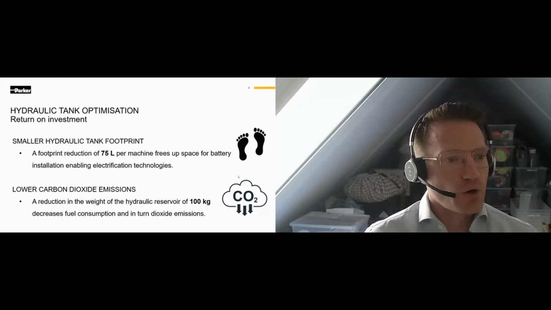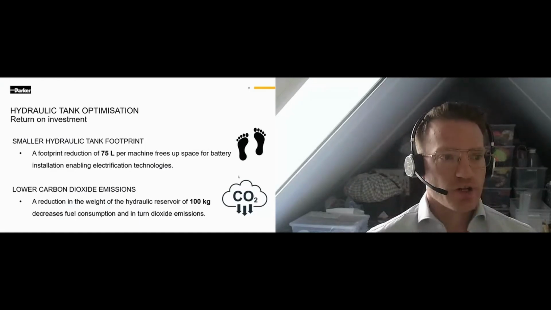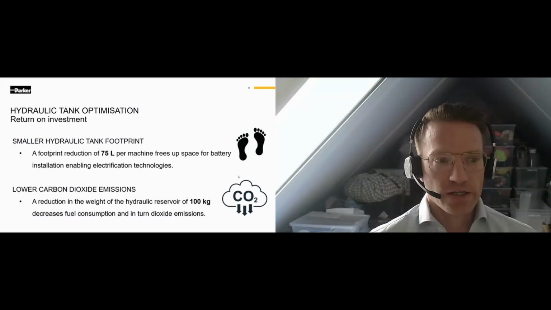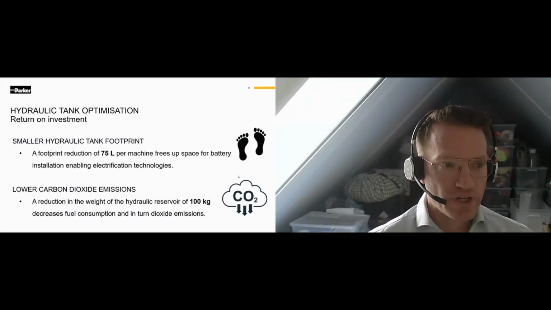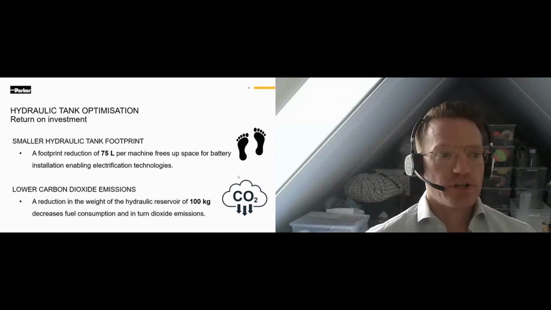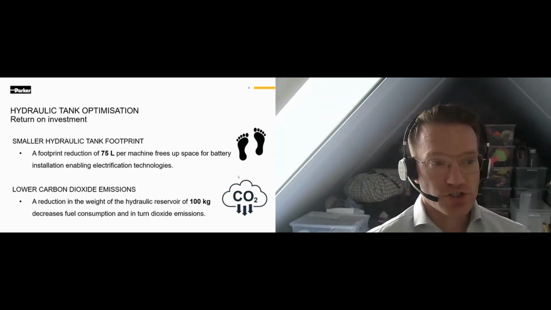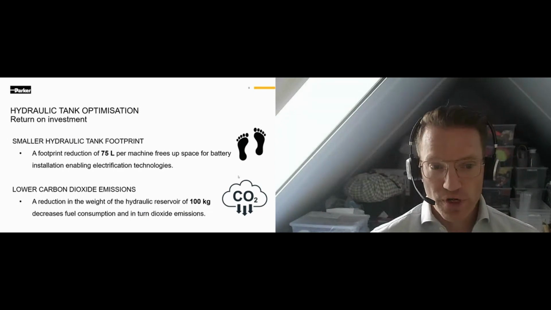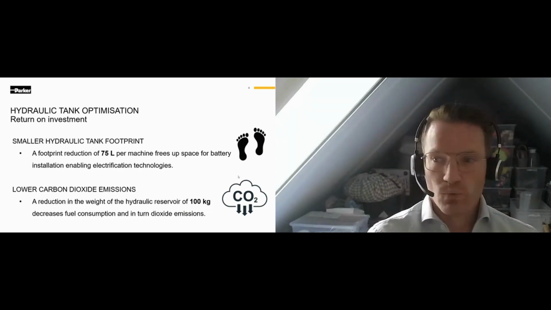So a couple of numbers, and now I need to step up my pace because we're running out of time quickly. These are a couple of numbers on a mid-size wheel loader, where based on the tank optimization, we have been able to reduce the tank by 75 liters. We have been able to reduce the weight of this hydraulic tank by 100 kilograms.